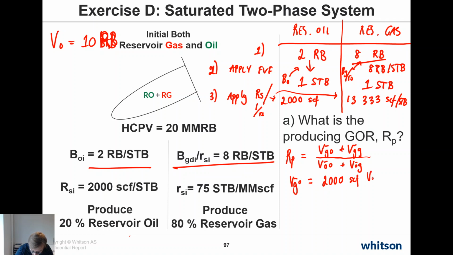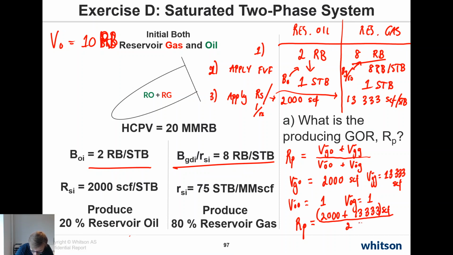We know that the surface gas from reservoir gas was 13,000. And we know that the surface oil from reservoir oil was 1. And we know the surface condensate from reservoir gas was 1. This gives us a producing GOR that's equal to 2,000 plus 1,300 and 333 divided by 2 stock tank barrels.